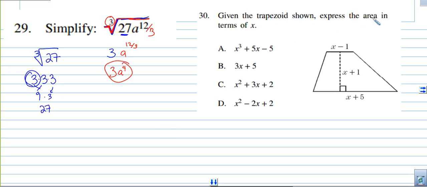Okay, given the trapezoid below, express the area in terms of x. This is going to be a question where you actually need to know the formula, and we'll write it. Now, if we give you this question on the test, we're going to give you the formula. The area of a trapezoid is 1/2 the height times base 1 plus base 2. Okay, this is your base 1, this is your height, and this is your base 2.